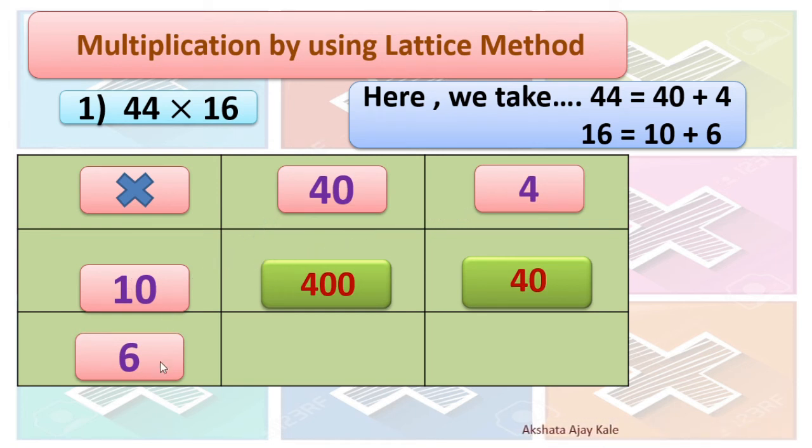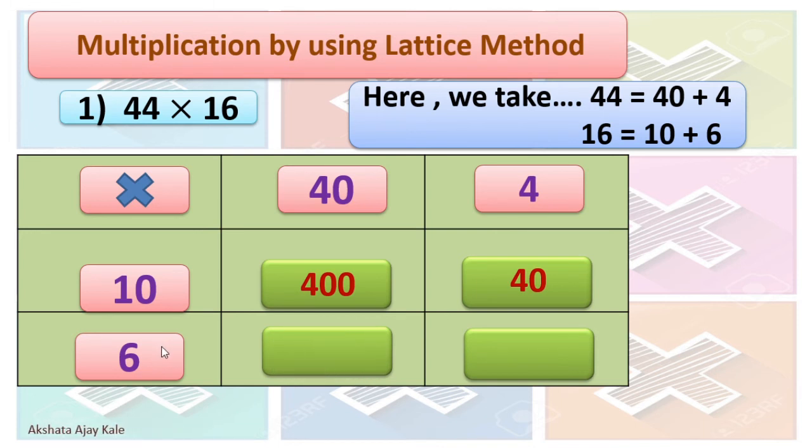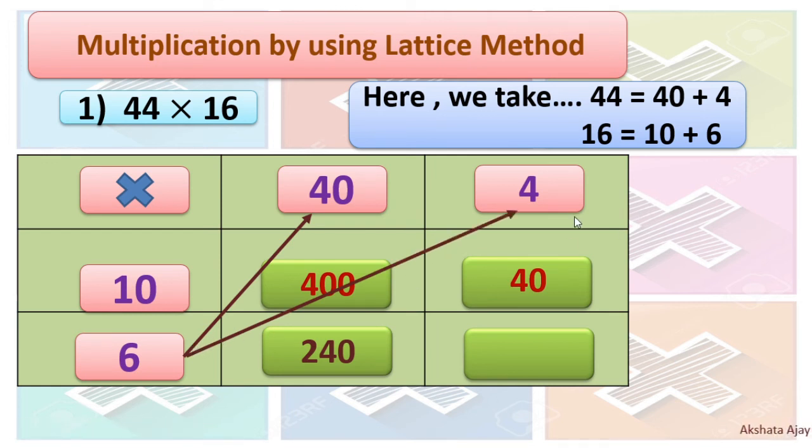Now we will move to 6. Again 6 into 40. What is the answer? 6 fours are 24 and 1 zero. Right? Correct? So 240. Now this is over. 6 fours are, what is the answer? 24. Very good. Now what is the next procedure?